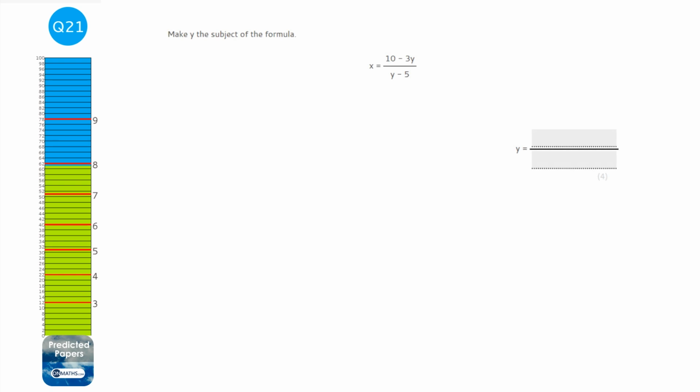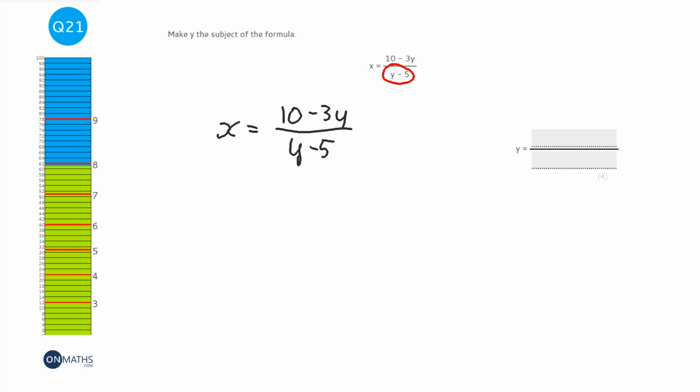Now there are two things you always want to try and get rid of when you're rearranging equations or formulas. The first thing is fractions. So this fraction here we want to get rid of, and we do that by timesing both sides by y minus 5. So I'm going to write out the equation again just to make it a bit bigger. And we can imagine that there's brackets around the top and bottom of this, and that sometimes helps us to answer the question. I'm going to put my lines down.